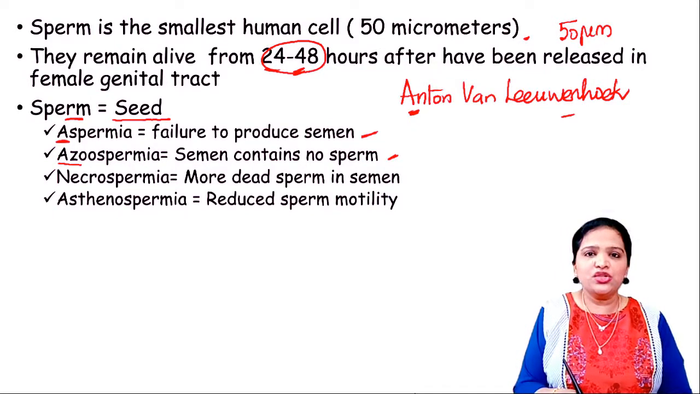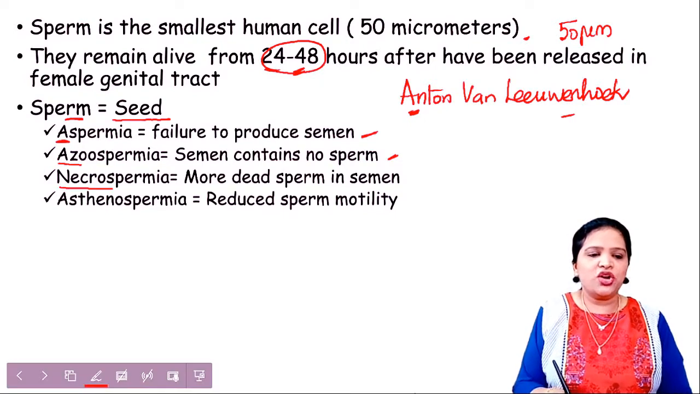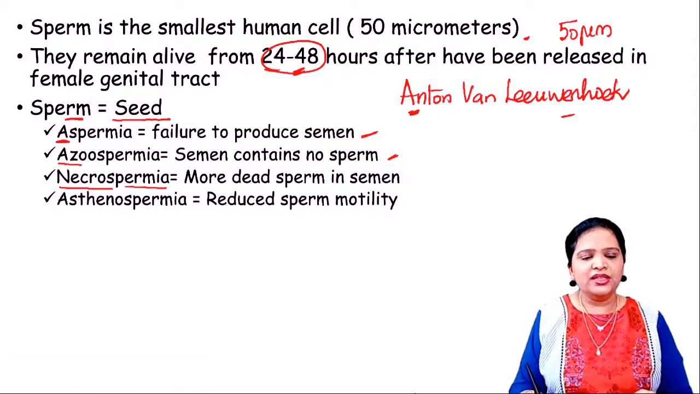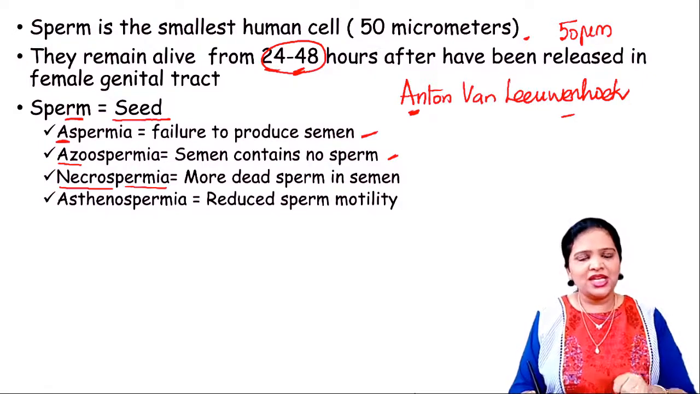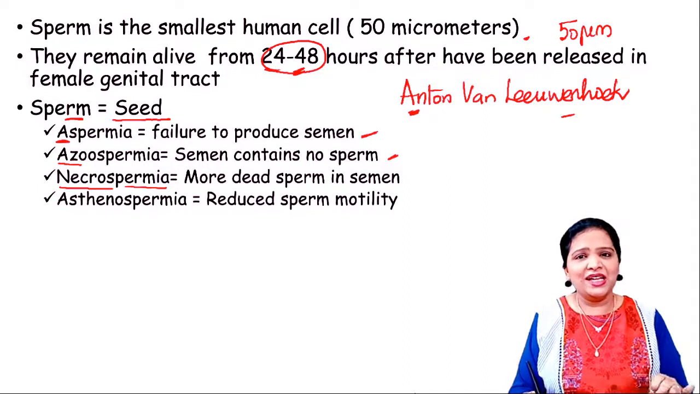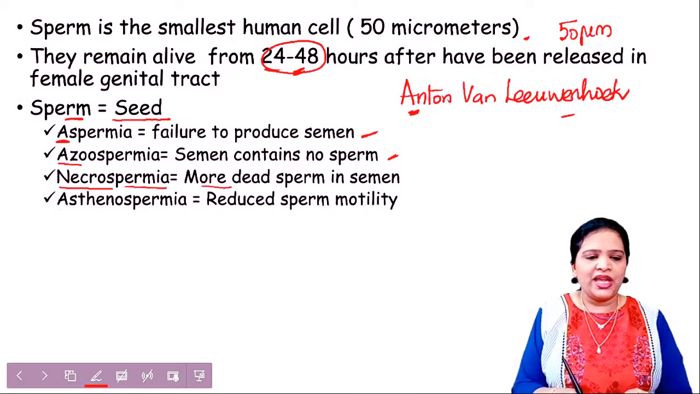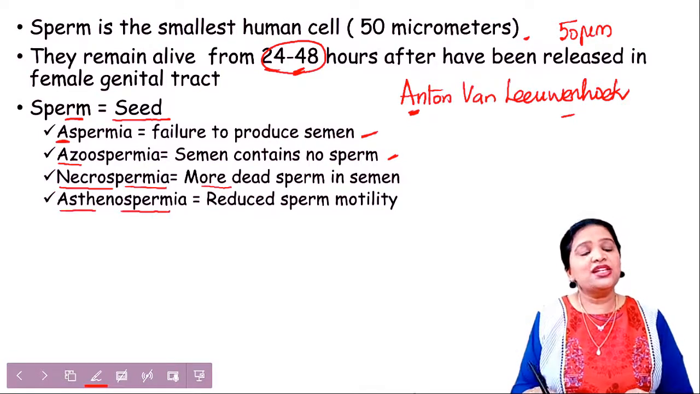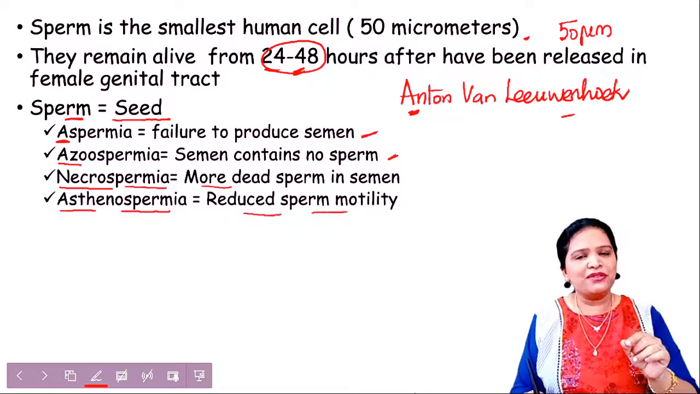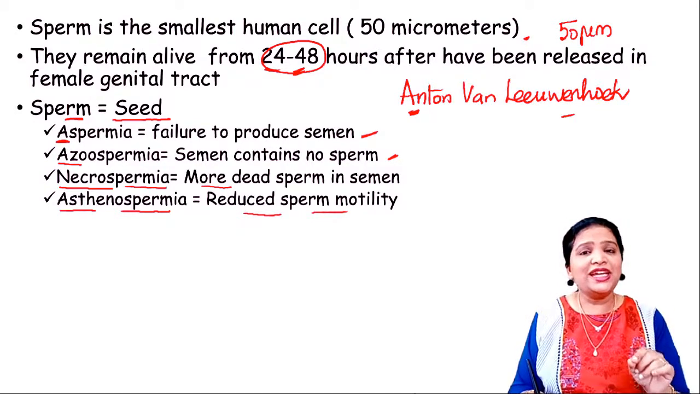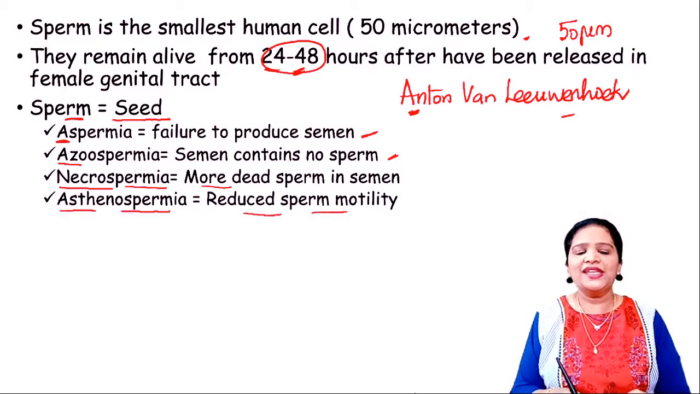That is called azoospermia. And another terminology called necrospermia. Necrosis means cell death. So here more dead sperm are present in the semen. Semen is there, sperm is there, but they are not live sperm. They are dead sperm. That condition is called necrospermia. And another terminology called asthenospermia. Asthenospermia means reduced sperm motility. A sperm should have normal motility, then only can it do fertilization very well. So if the motility is less, that condition is called asthenospermia.